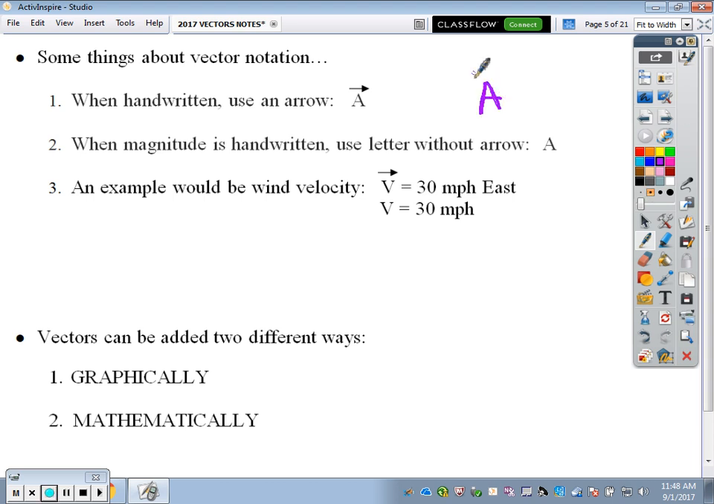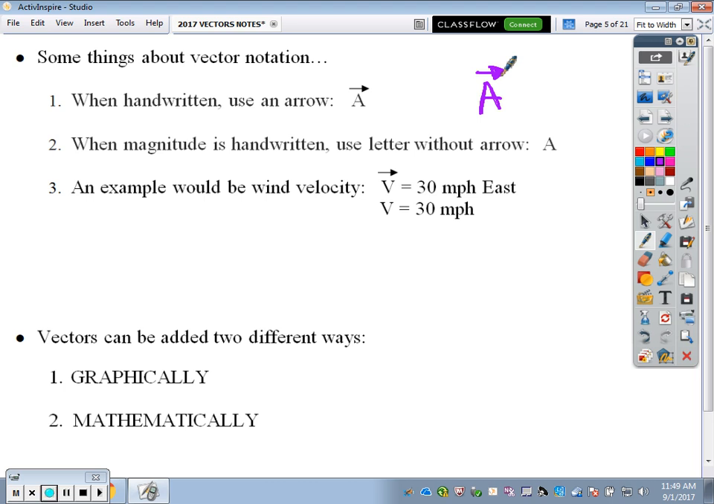We got vector A. Above it, we are going to draw a happy little arrow to indicate it is a vector quantity. So anytime we're talking about vector A, we need to have a number, we need to have a unit, we need to have a direction. When just the magnitude is written, so we're taking the directional piece out of it, we just draw the letter without the arrow notation. Okay?